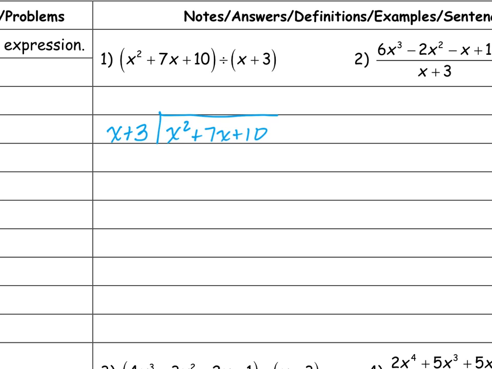Okay, now I'm going to ask myself this question. When I'm asking myself these questions, I'm only going to look at the x. So I want to know how many times x goes into x squared. X squared divided by x equals what? Or what do I multiply x by to get x squared? I think that's a better question.